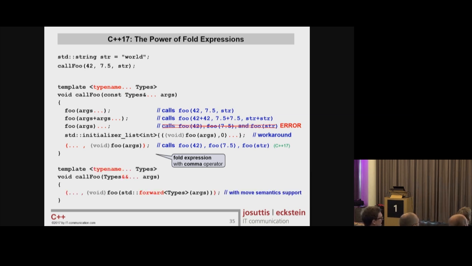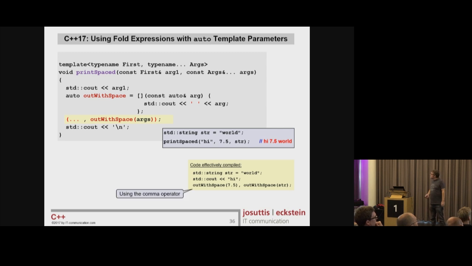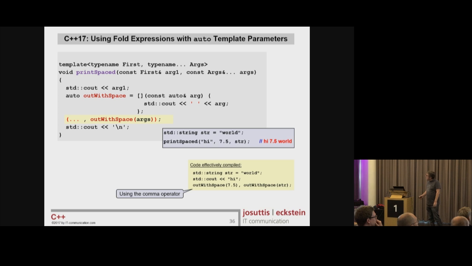And of course, the new way we can use with move semantics, then it looks like this. So what does it mean? In our example, print all the arguments, but have spaces between them. Use a comma operator. Use a lambda that prints out a space and the argument, and do that. Good. Can we do it better? Yes.